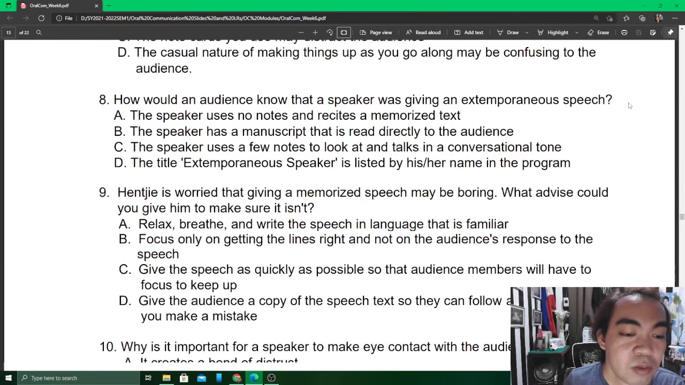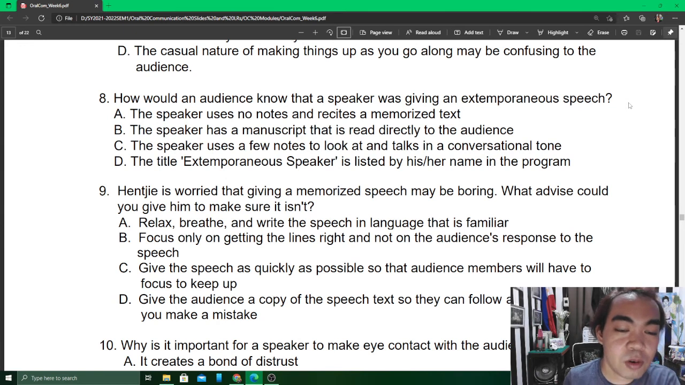Number 8. How would an audience know that the speaker was giving an extemporaneous speech? If the speaker uses no notes and recites a memorized text, if the speaker has a manuscript that is read directly to the audience, if the speaker uses a few notes to look at and talks in a conversational tone, or if the title extemporaneous speaker is listed by his or her name in the program. So which do you think? No? Obviously, the audience would know that the speaker was giving an extemporaneous speech if may ara na title. Kag if the speaker also uses a few notes to look at and talks in a conversational tone.